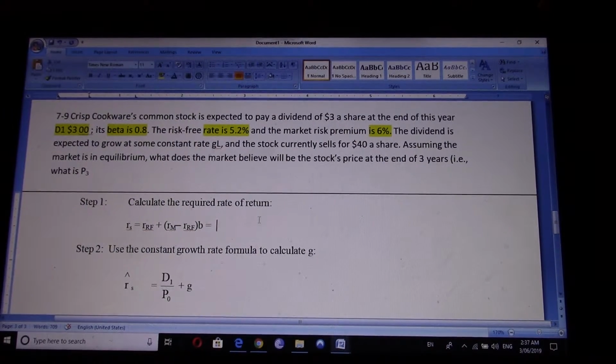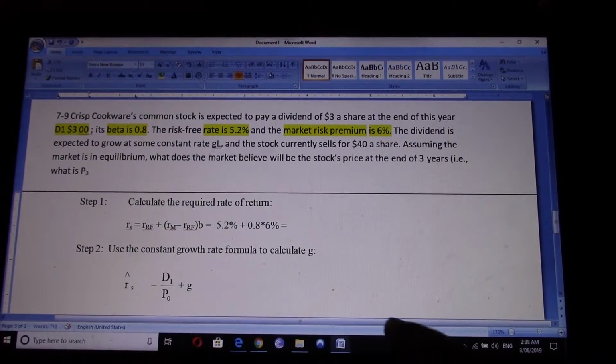So you see, risk-free rate is 5.2% plus beta is 0.8 times market risk premium, since market risk premium is given. So 6%. So this will be the RS. So it should be 4.8. So it's 10%. So this is R.